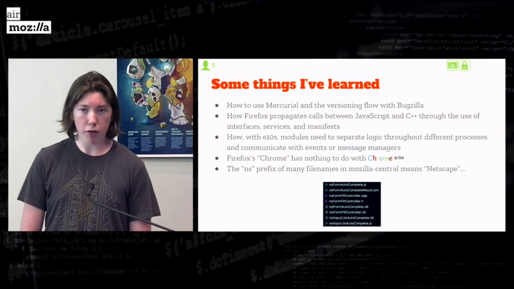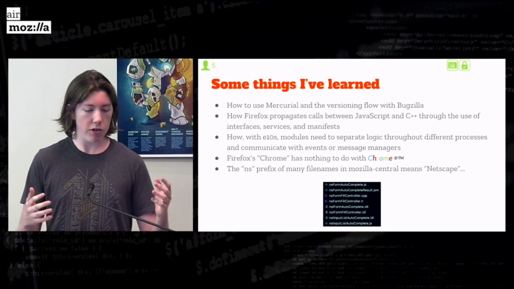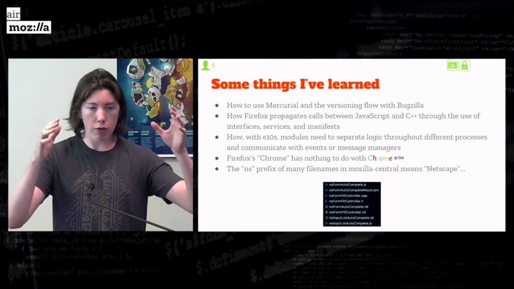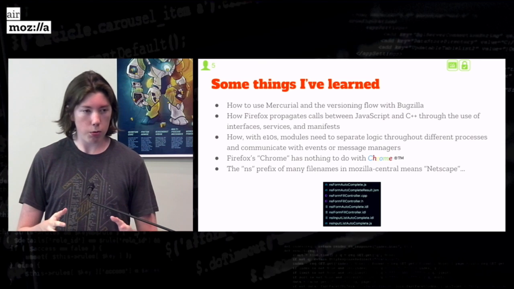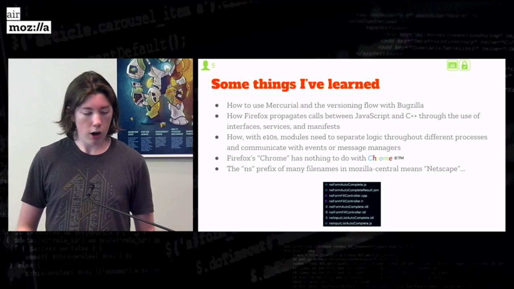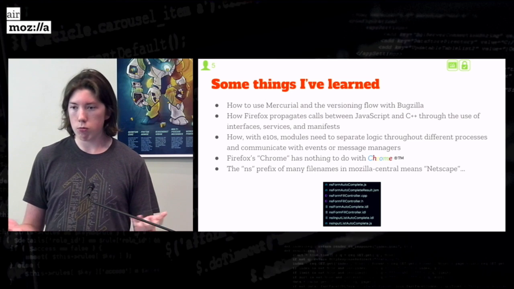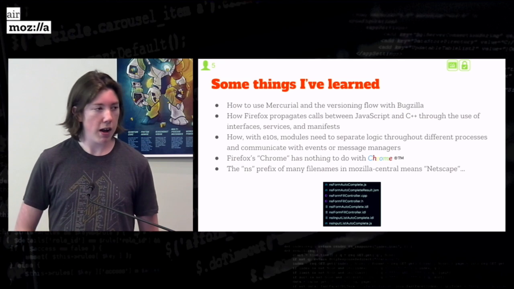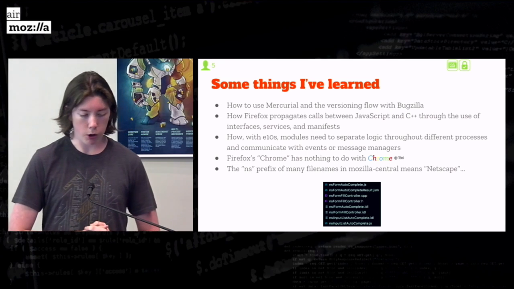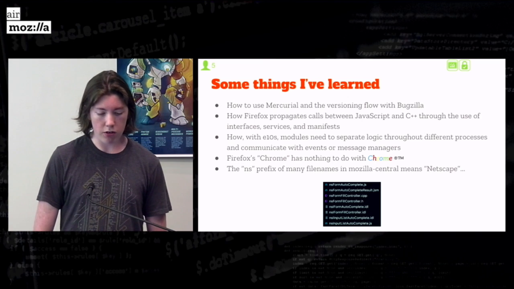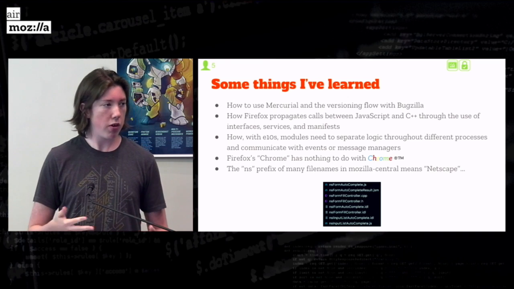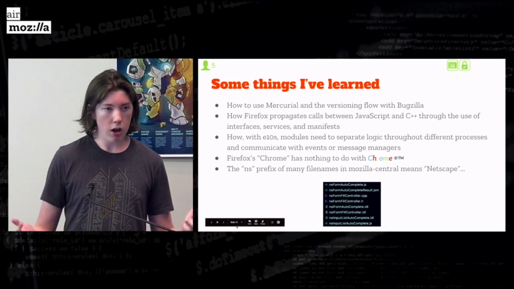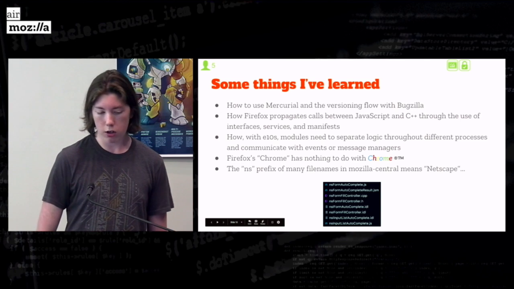As well, how Firefox propagates calls between JavaScript and C++. So you can imagine a browser, the top layer, higher level, is more JavaScript, and the lower level is C++ because you want performance. So I learned how both languages can integrate and communicate with, as I mentioned, interfaces or manifest files to describe how it works. Another thing is the modules and how the different processes, especially with e10s, the multi-process Firefox, can communicate and separate the logic.